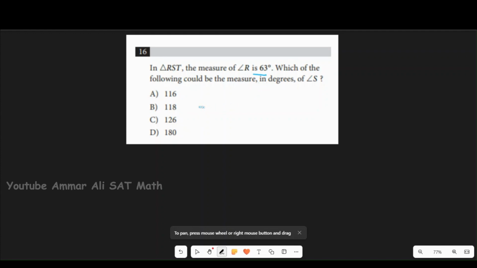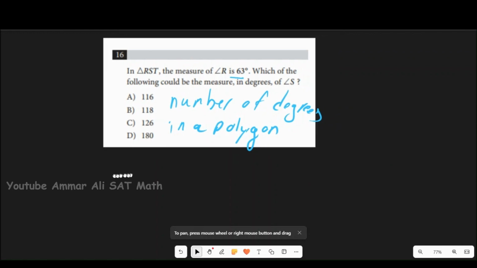So we need to basically understand first what the fundamental concept is, and you might be wondering, how do we figure out what angle S could be if they only gave us one angle? Well, if we know the fundamental concept of the number of degrees in a polygon, right? In any polygon. But we'll just focus on triangles for now. But there's actually a way to calculate the number of degrees in any polygon. There's like a formula for that.